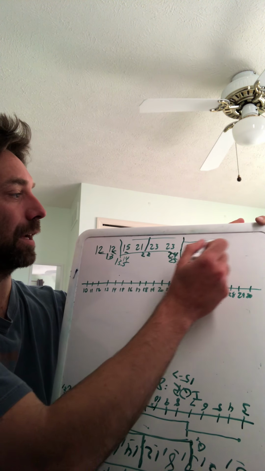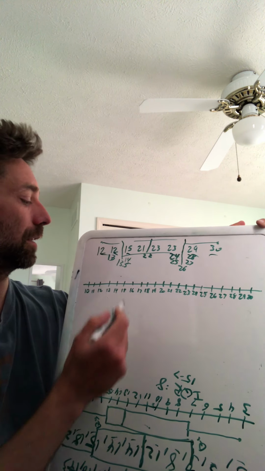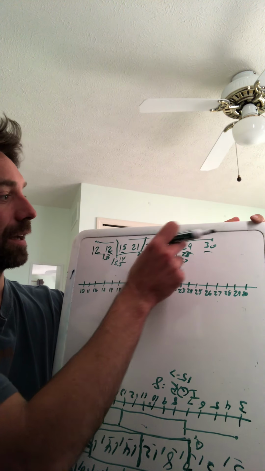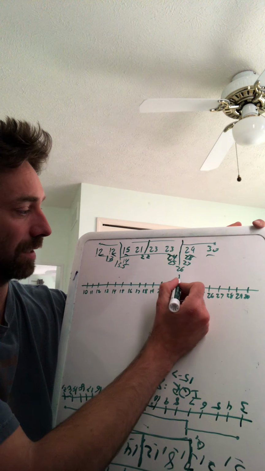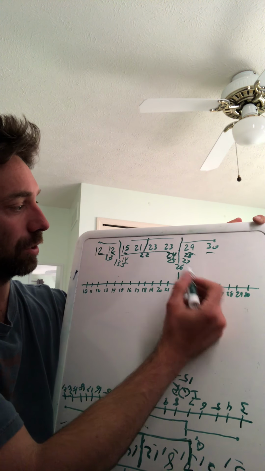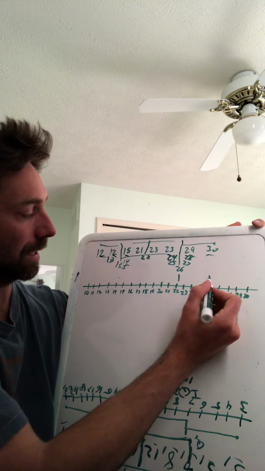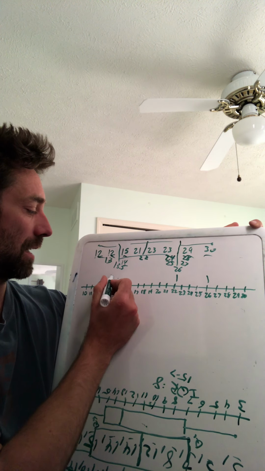All right, and now I have my box kind of lined up here, and I can make my box and whisker plot. The highest number there is 30. The lowest is 12, and I can see I got 25%. I got 2 numbers in each section. So, all right, we're going to translate this down onto my number line. Here's a line at 22. Here's a line at 26. And a line at 13 and a half.